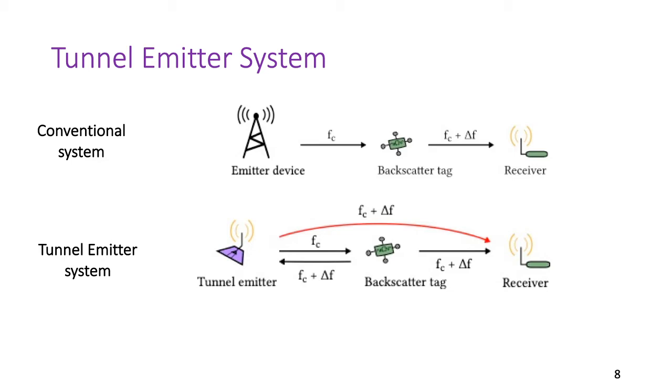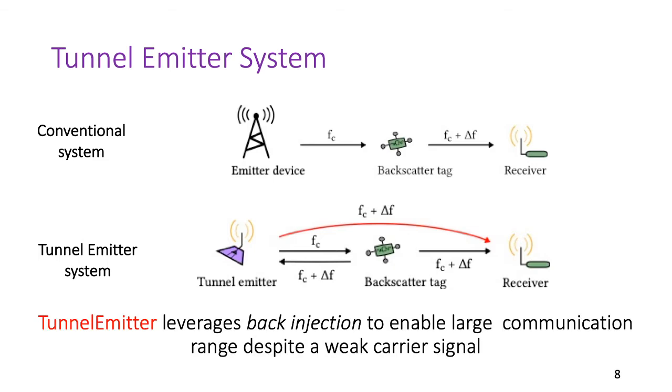Thus at the receiver, we find that there are two signals arriving, one from the emitter device and one arriving directly from the tag. And we find that the signal arriving from the emitter device is many orders of magnitude stronger than the one propagating directly from the tag. And this is because of a phenomenon that we demonstrate for the first time, which we call back injection. This allows us to achieve a large communication range despite a weak carrier signal.